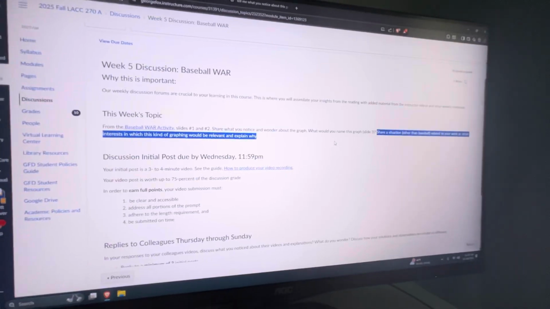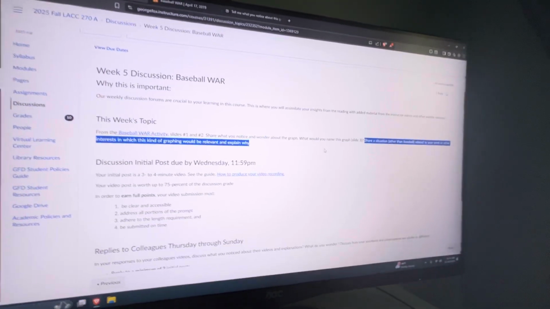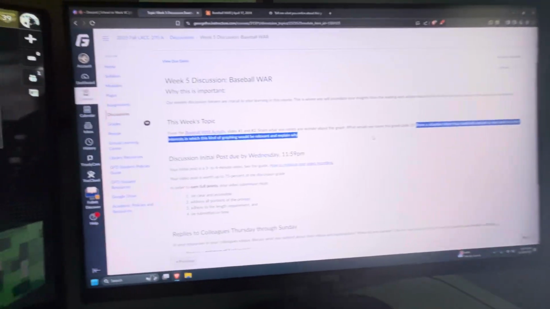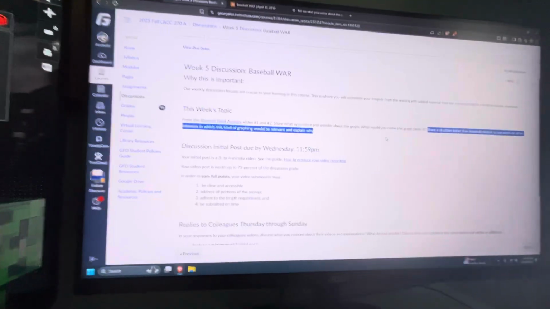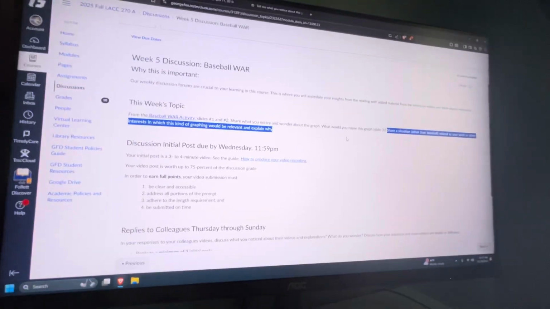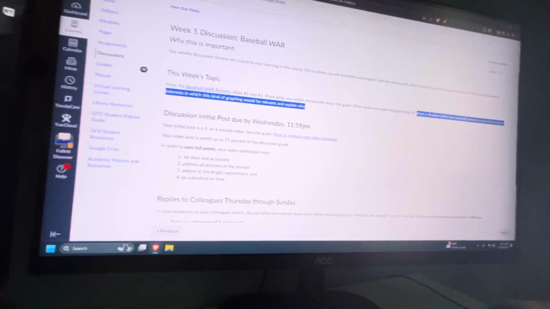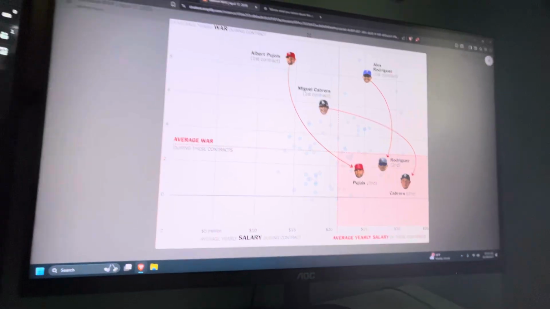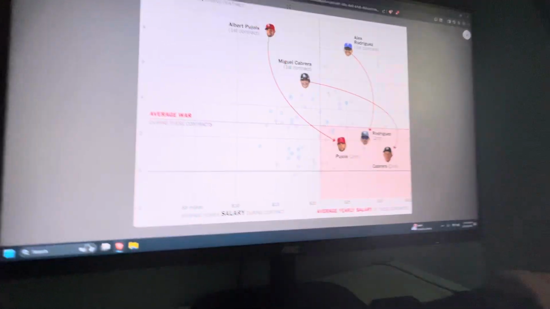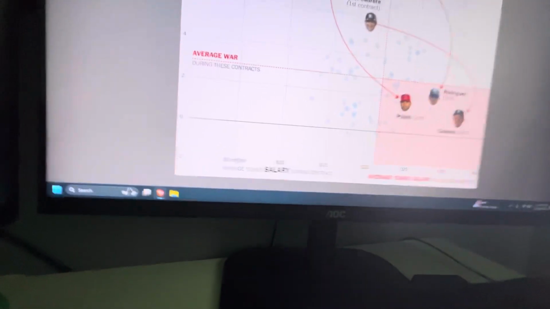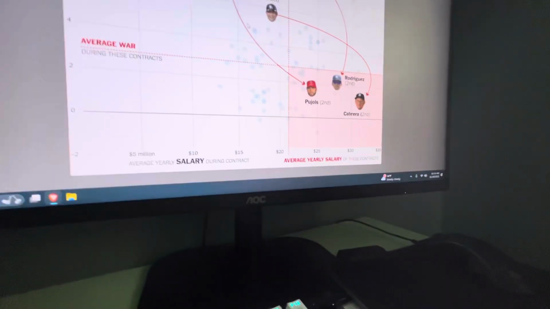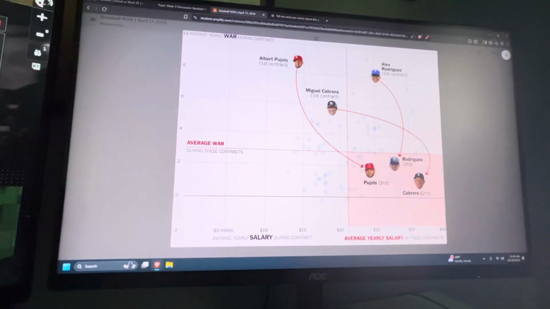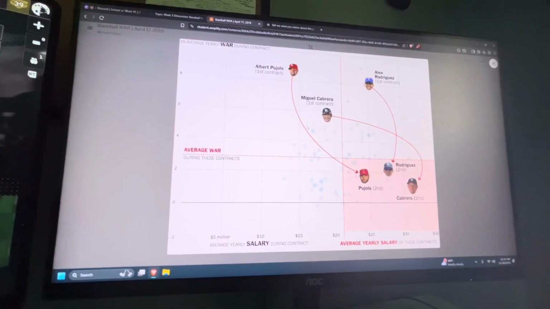Okay, and lastly, we are to share a situation other than baseball related to my work or other interests in which this kind of graph would be relevant, and explain why. So this type of graph is very relevant in any realm of finance, as it obviously deals with money. And I think this could also be used in my field of interest, like IT work and cybersecurity.